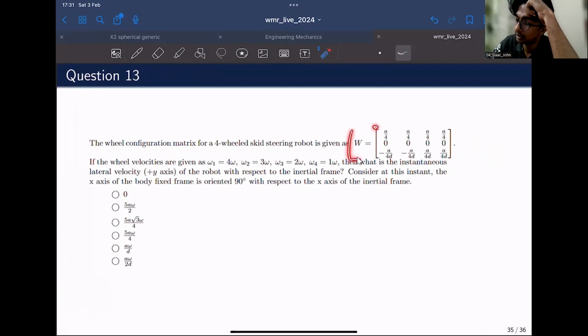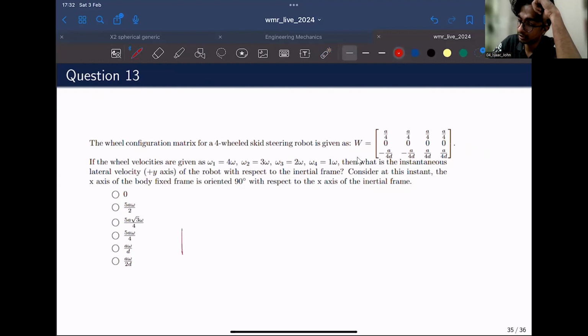You have the configuration matrix given as W, and you're also given the four-wheel velocities, omega 1, omega 2, omega 3, omega 4. Then the question asks, what is the instantaneous lateral velocity along the positive y-axis with respect to the inertial frame? You can consider at this instant, the x-axis of the body frame is oriented 90 degrees with respect to the x-axis of the inertial frame.